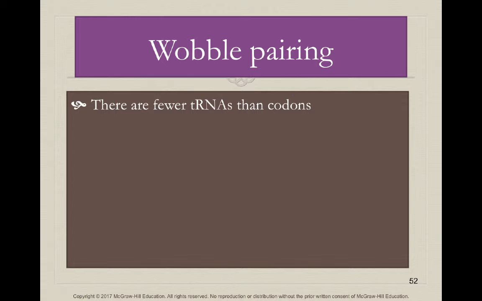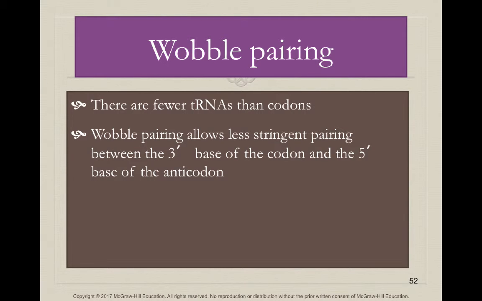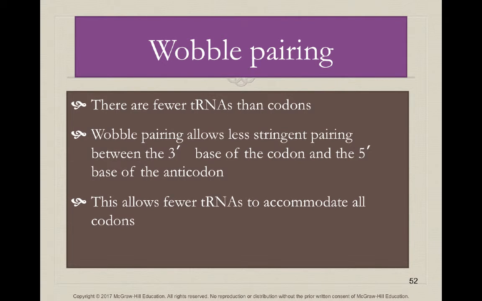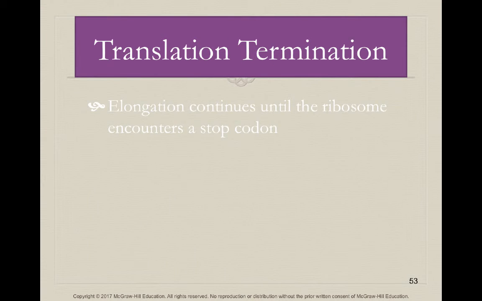Now, as far as matching, there aren't as many tRNAs as there are codons. So when you look at that codon chart, there's 64 codons. Well, there aren't 64 different tRNAs. And what we figured out is that the third base on the tRNA has more loose pairing rules than typical nucleotide pairing. So wobble pairing is what we call that. And wobble just means the third position doesn't necessarily have to match exactly right. And that's how we can account for fewer transfer RNAs than there are codons.